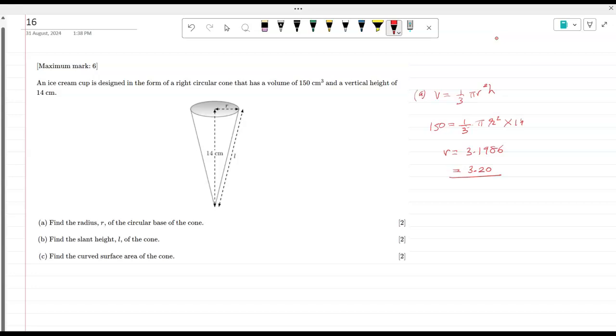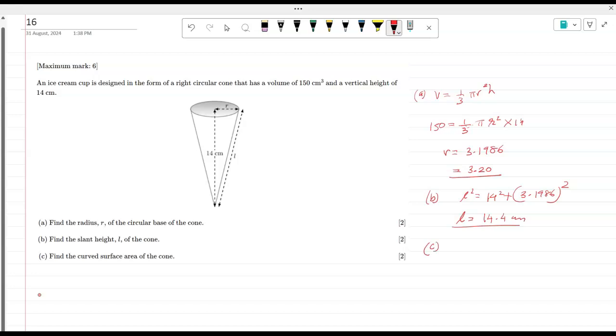Slant height. Now can you get the slant height? L square equals 14 square plus r square. 3.1986 square. So L is 14.36. So 14.36 means 14.4. Correct? So in the middle of the calculation you have to take all significant figures, and the final answer should be to 3 significant figures.